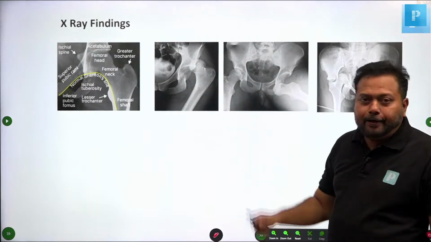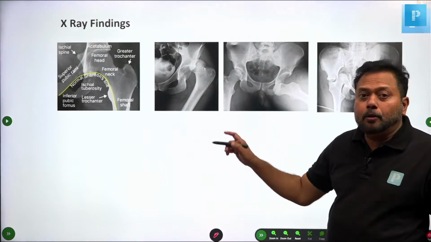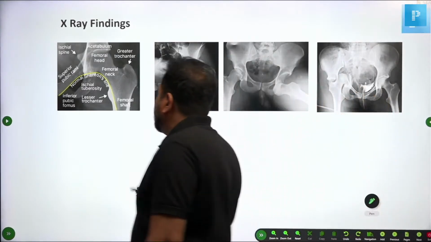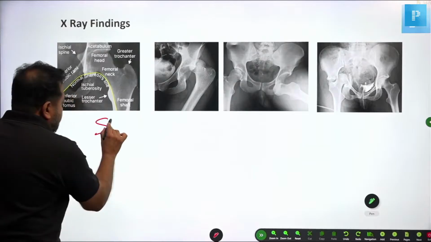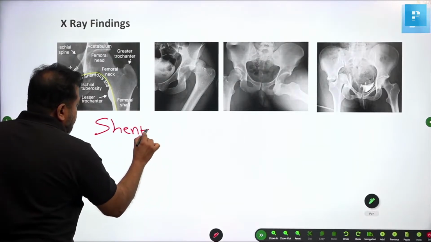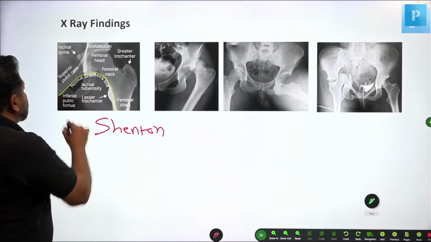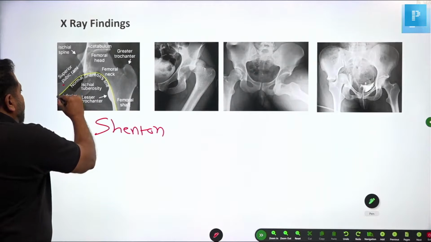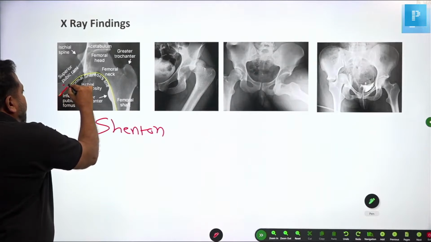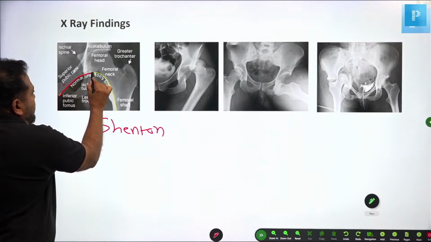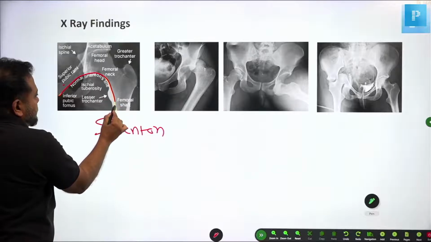The findings in hip dislocation: Shenton's line. This word is very important. Shenton's line. You just see the pubic rami. You draw a line along the inferior border of the superior pubic ramus. It should go to the head and the neck and form a smooth curve.